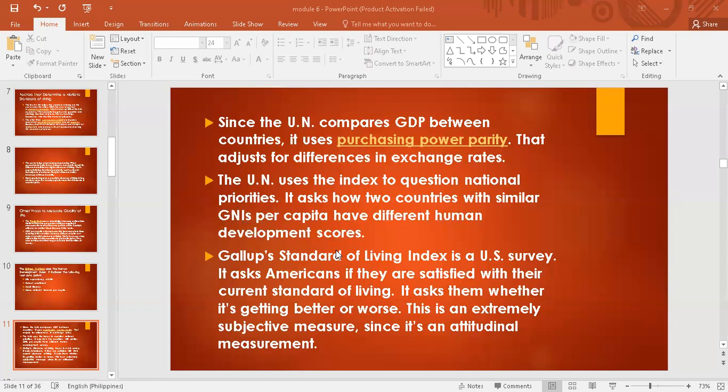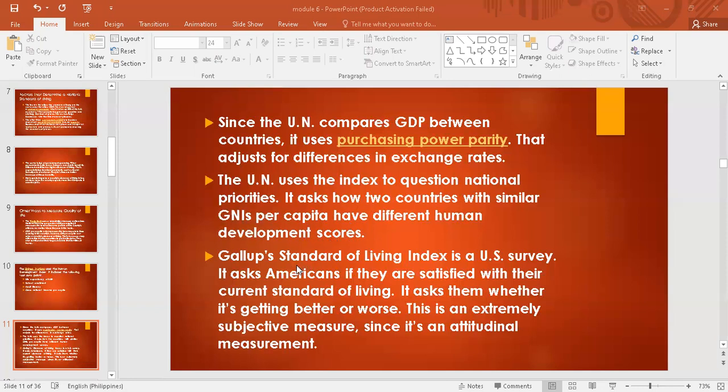So, sa UN, the UN uses the index to question national priorities. It asks how 2 countries both are similar in GNIs, no? Having their what we call the GNI per capita have different human development scores. So parang meron pong computation si UN tungkol sa kung paano yung GNI ng dalawang to.